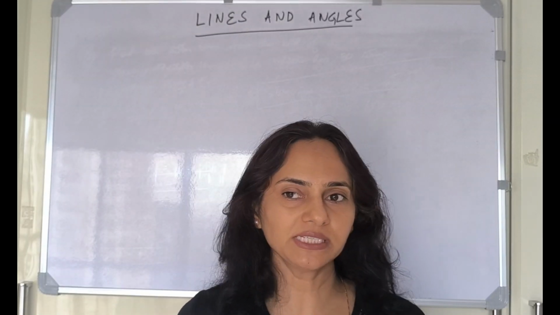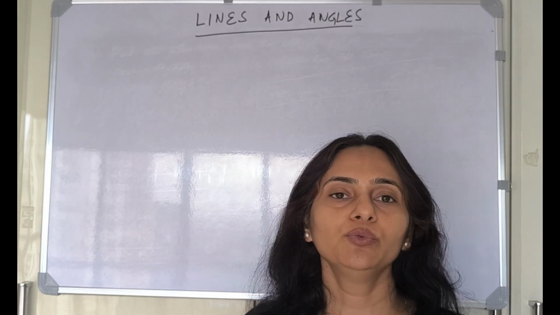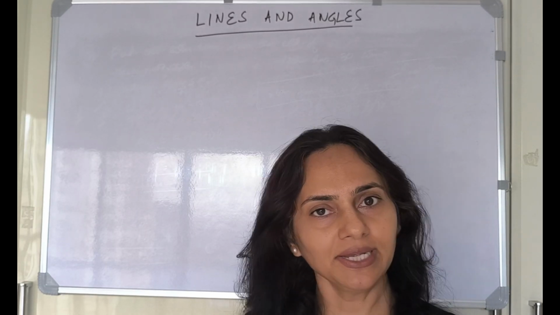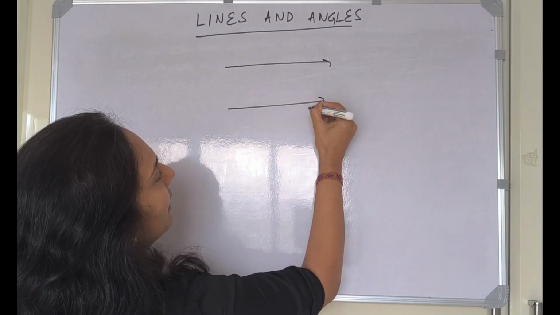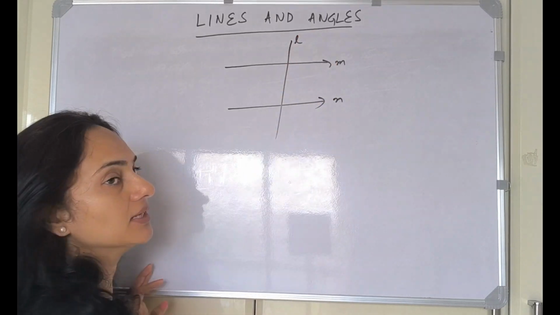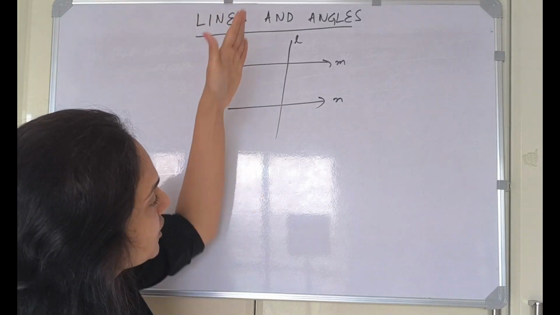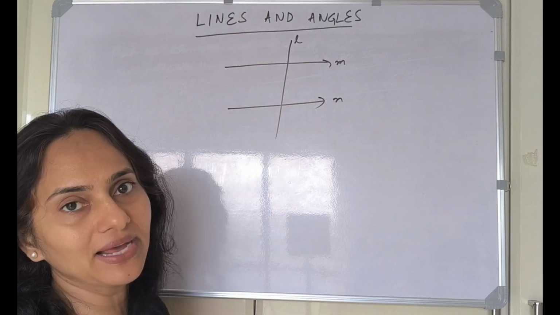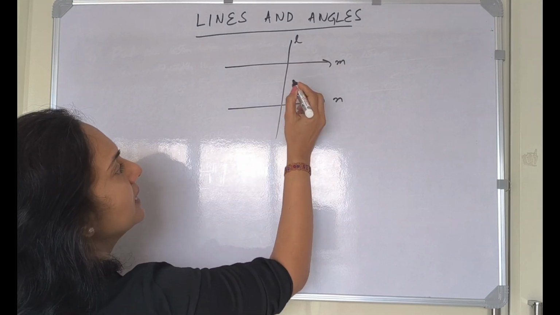Let's get started, alright? So when we are doing the chapter Lines and Angles, let's do some basic concepts which will be required to solve the questions, right? Now whenever two lines are parallel, I have named the lines as M and N, and L is a transversal. What is a transversal? A line which intersects, which cuts the parallel lines, is a transversal. So M and N are parallel, L is a transversal.